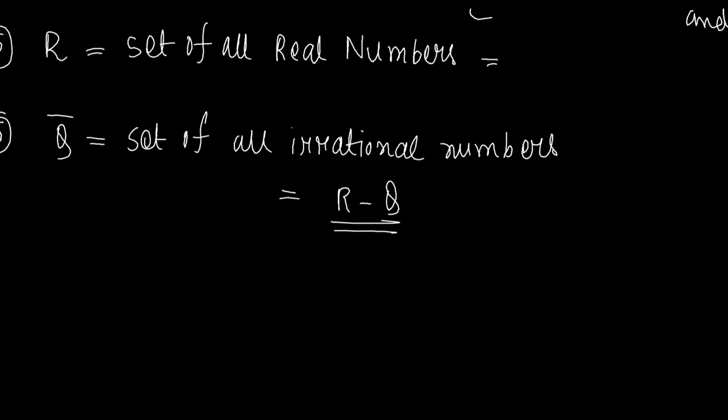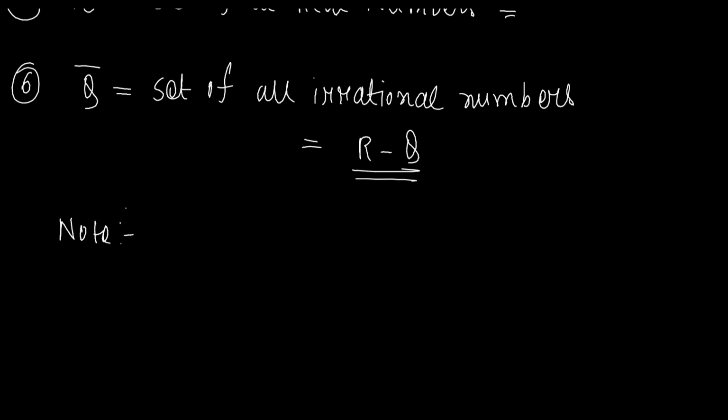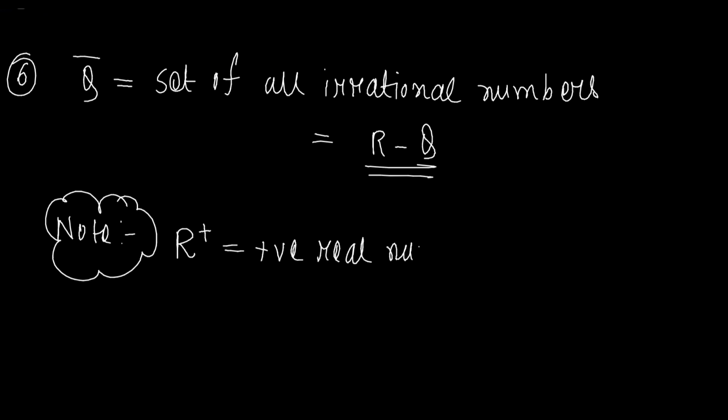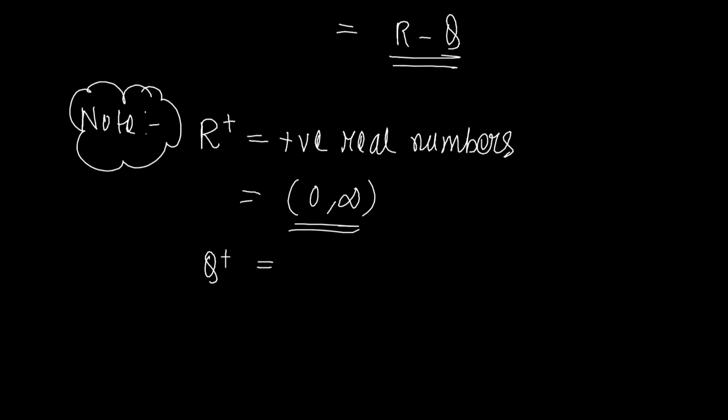So these were some important sets. Now another thing we have to note is that whenever it is written R plus, we have to think that it is positive real numbers. That is, it is from 0 to infinity, but not including 0. Next, if Q plus is written, it means positive rational numbers.